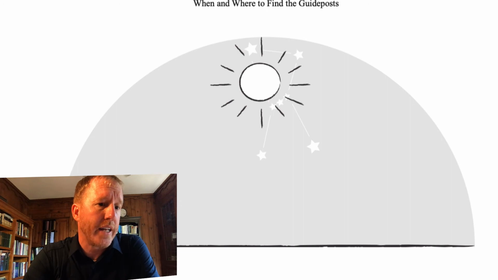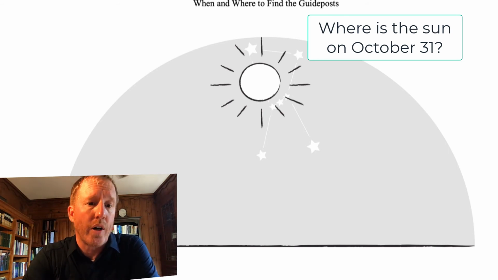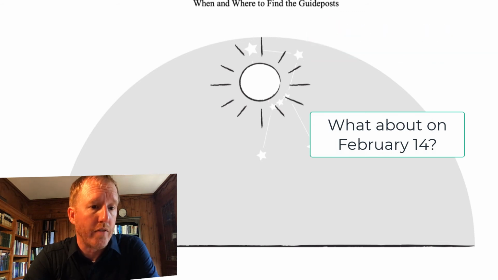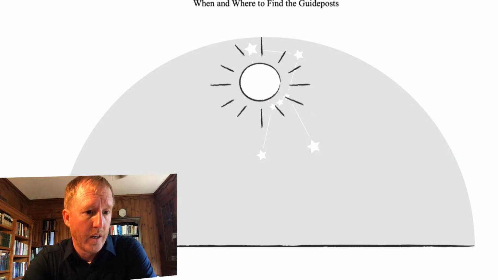How far ahead of the sun is Orion on Halloween? That is October 31st. That's my first question. And the second question is, how about on Valentine's Day? That is February 14th. Let's look at the answer to the question about Halloween, October 31st.